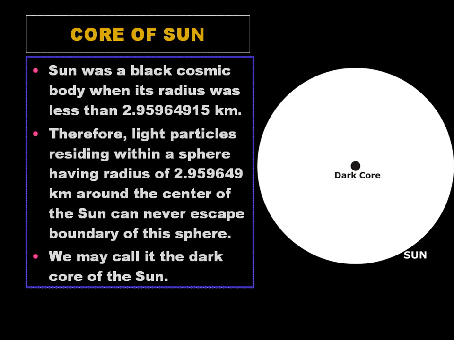Core of the Sun. Sun was a black cosmic body when its radius was less than 2.95964915 km. Therefore, light particles residing within a sphere having radius of 2.959649 km around the center of the Sun can never escape boundary of this sphere. We may call it the dark core of the Sun.